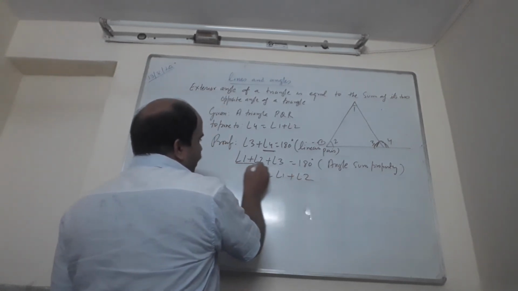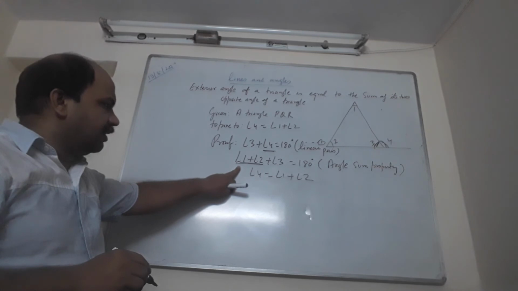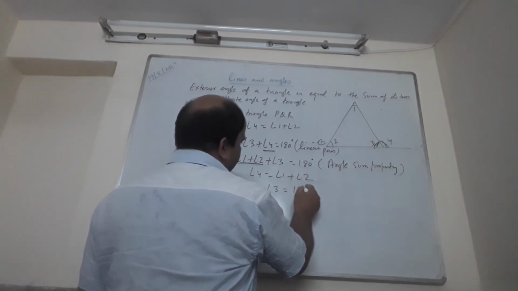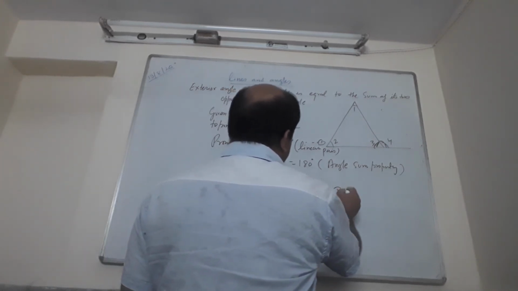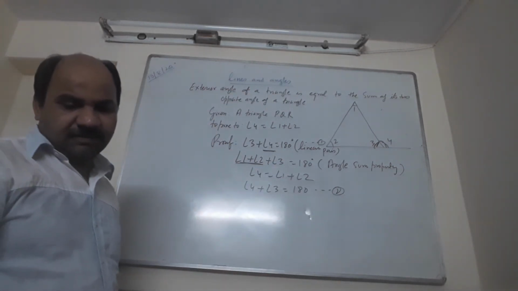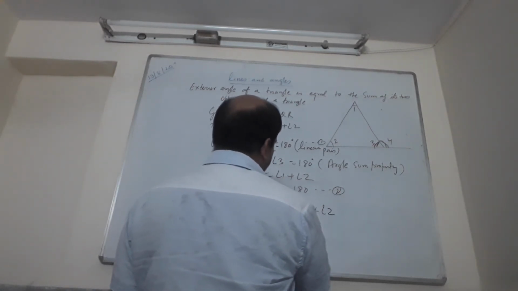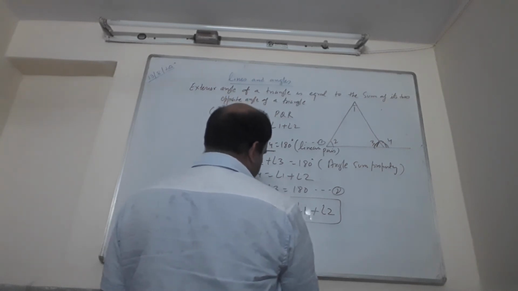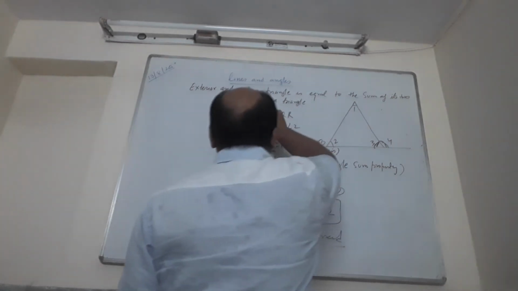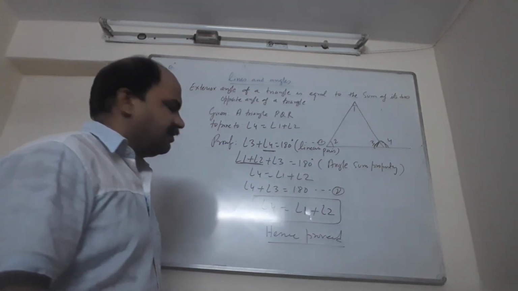So in place of 1 plus 2, can we write angle 4? Angle 4 plus angle 3 equal to 180 degrees. Taking from first and second, we will get it by putting angle 4 equal to angle 1 plus angle 2. So we can write hence proved, and the statement: the exterior angle of the triangle is equal to the sum of its two opposite angles of the triangle.